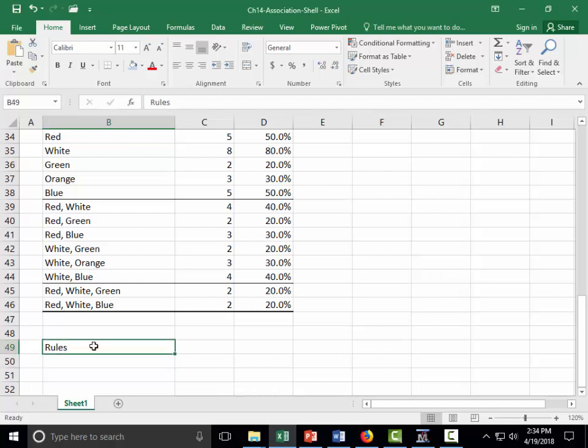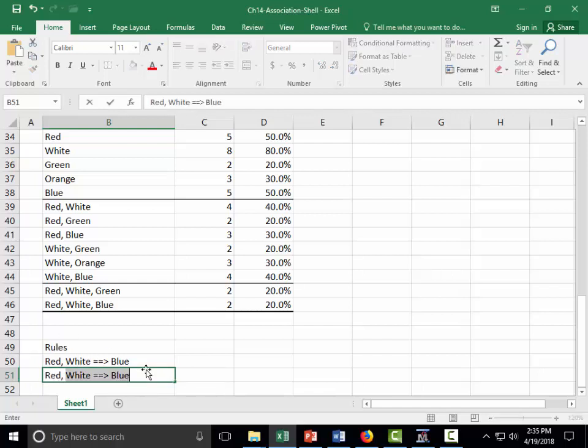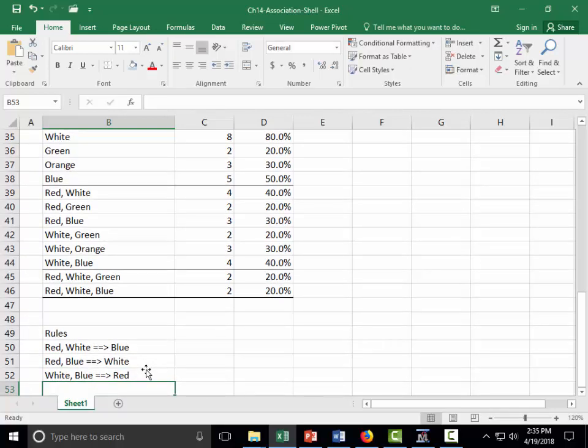So the rules will be, we take each item set, let's go from the bottom up. Take each item set and separate, and build rules from the item set. So the first is red, white means blue, right? And then red, blue means white, and then white, blue means red. So those are the rules that we can generate from this item set.